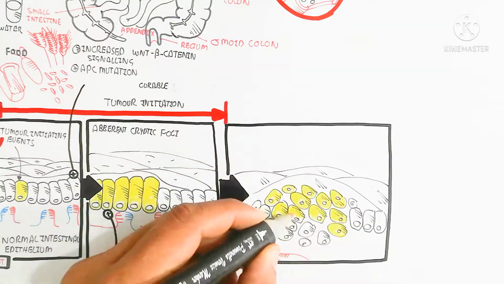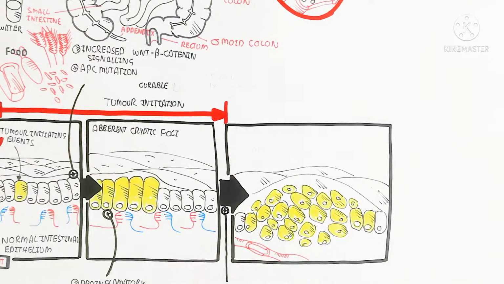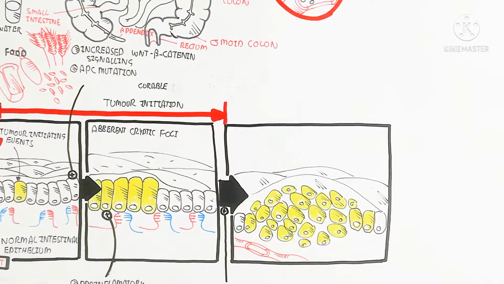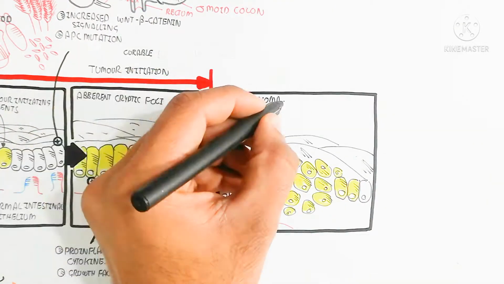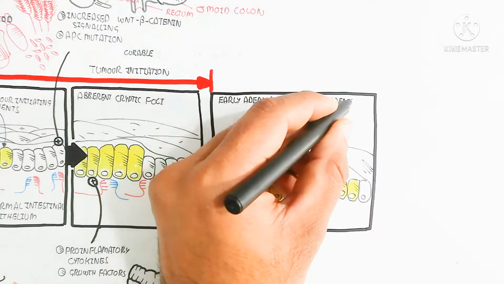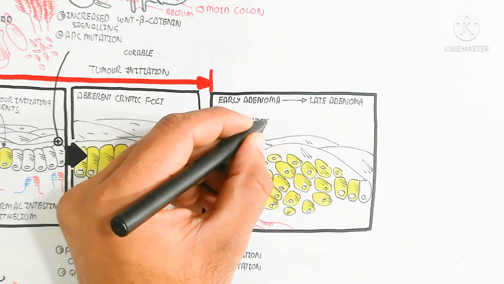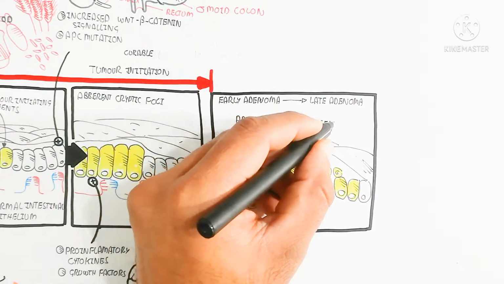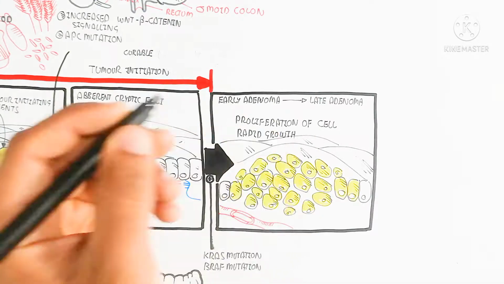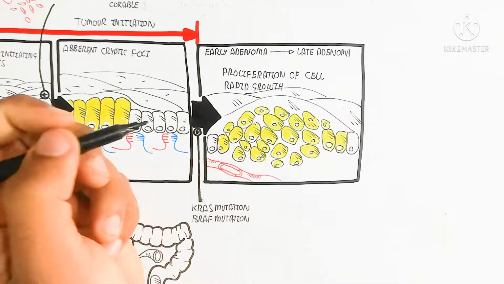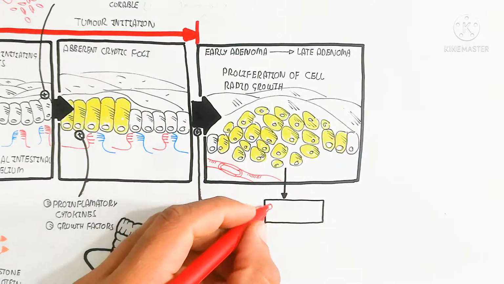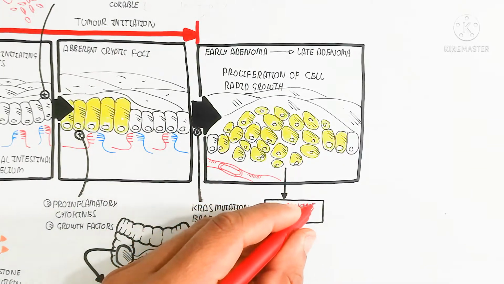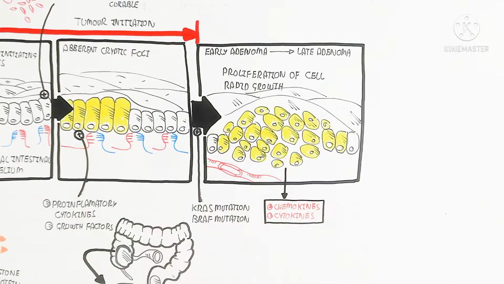In this way the disease is caused by proliferation and movement into the blood circulatory system. Here I am drawing the early adenoma step. The early adenoma will convert into the late adenoma, with proliferation of cells and rapid growth, and in this way chemokines and cytokines will be produced. Along with these chemokines and cytokines, KRAS mutation and BRAF mutation will occur here.